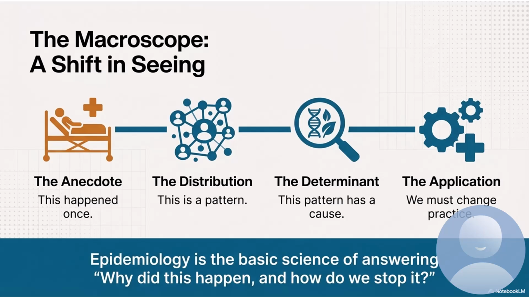It is how we move from "I saw this" to "this is a pattern" to "this pattern is real" to "this pattern has a cause" to "we should change practice because of it." And that's what this whole series is about. By the end of this series, the goal is that a doctor should be able to design, read, execute, analyze, and write a serious epidemiological research project. That is the promise of the series, and this is the first lecture, the foundation stone.